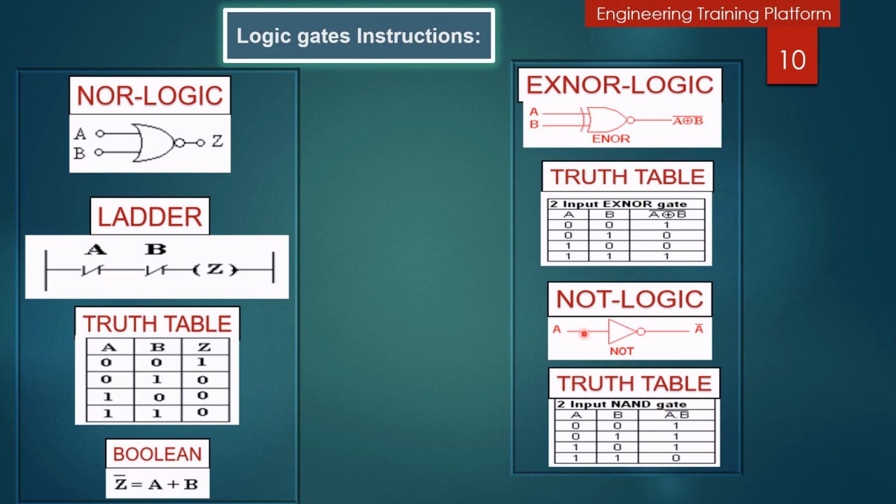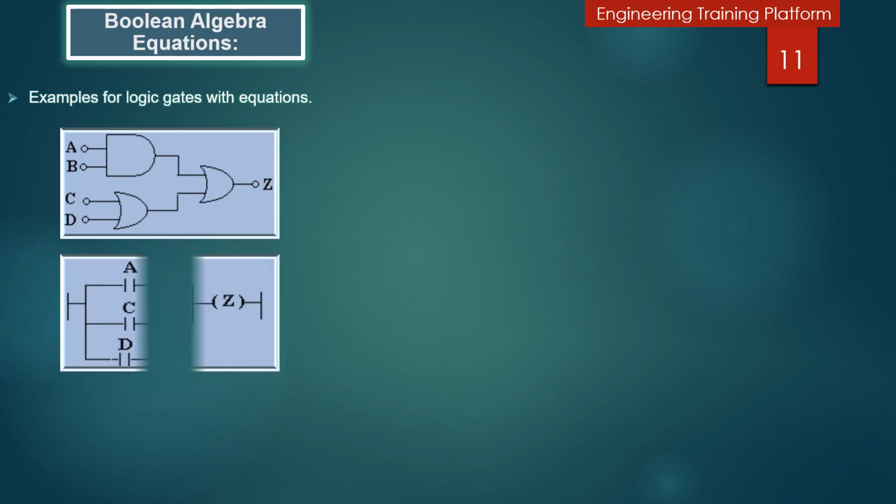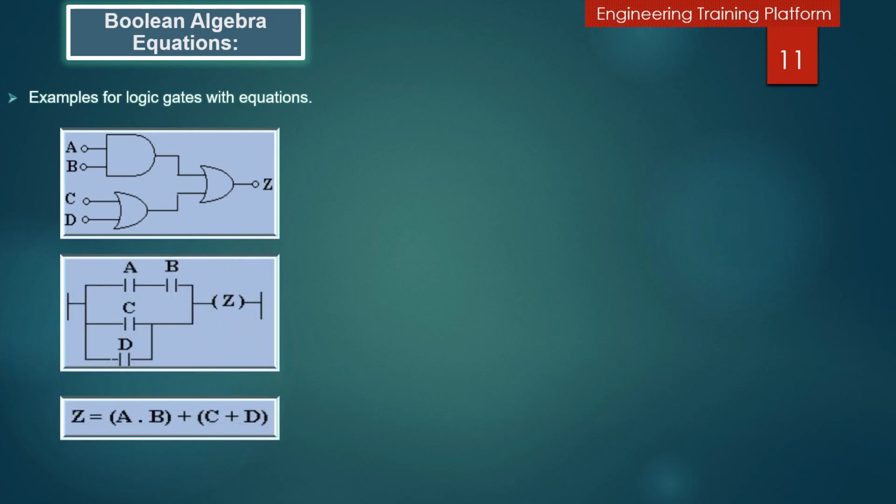And these are the symbols for the NOT gate. They will change the state of the bit. If the bit is 0, it will be changed to 1. When the input is 1, the result will be 0. This is very good for understanding the Boolean algebra equations. I hope you will enjoy this lecture.